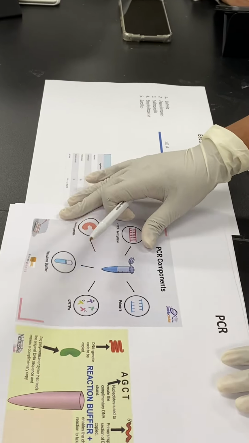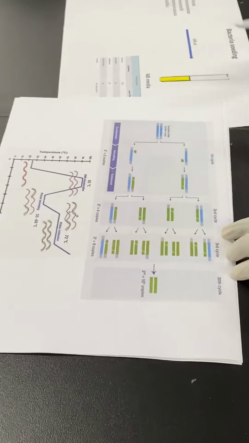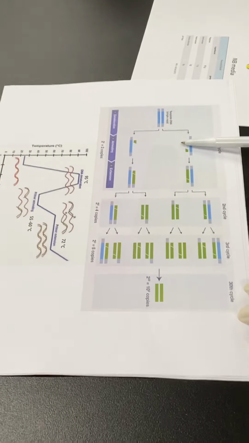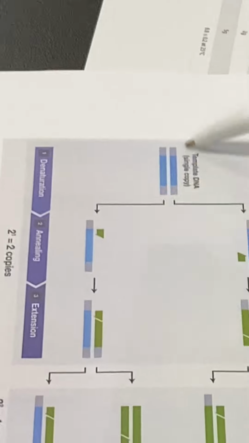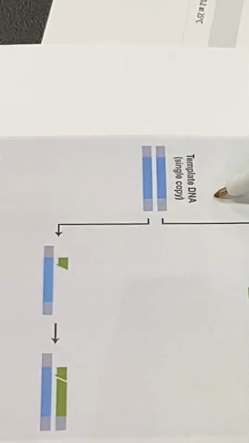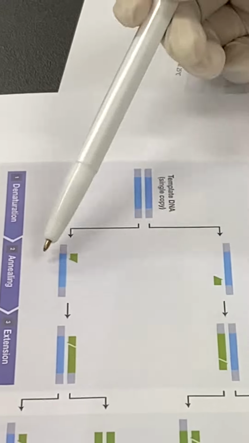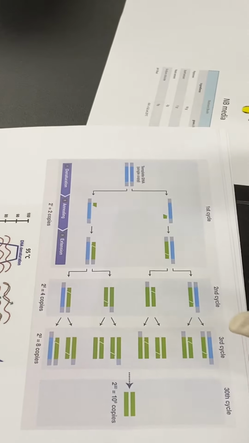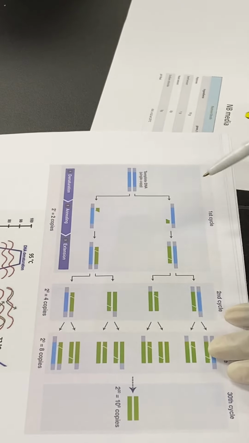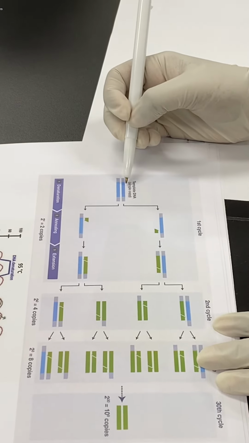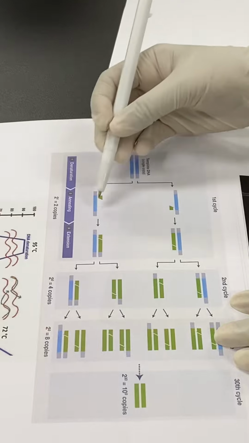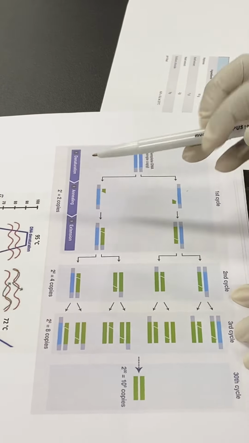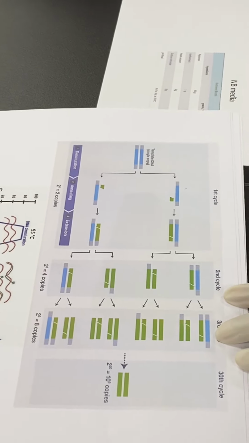protocol. When we talk about the PCR process, that means we have a single template DNA. Then it will be separated by breaking the hydrogen bonds between these two strands. Then we have two strands.